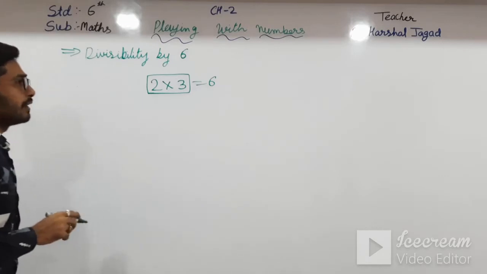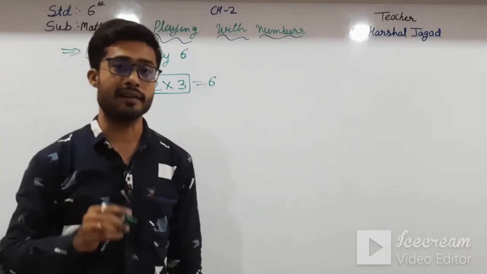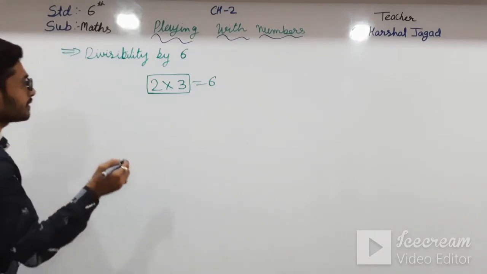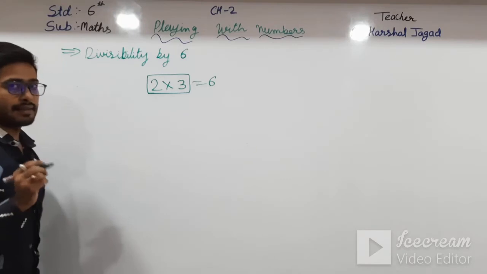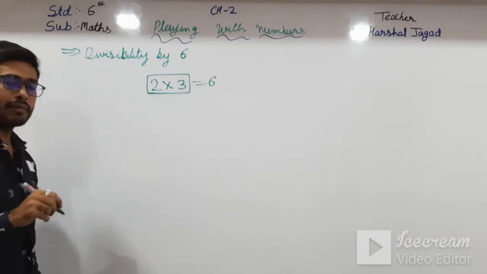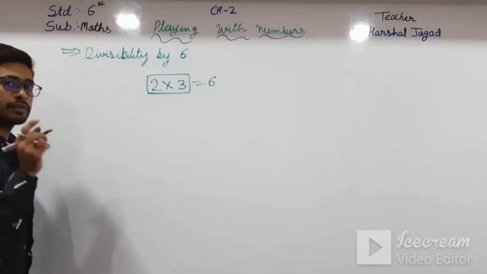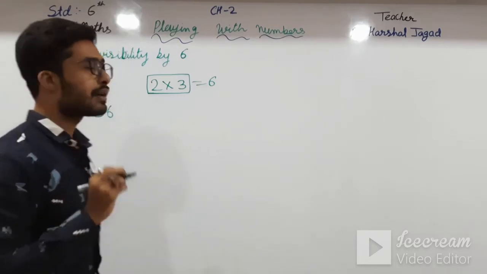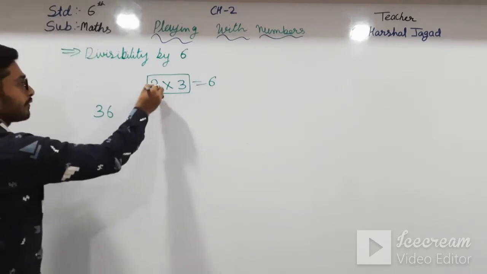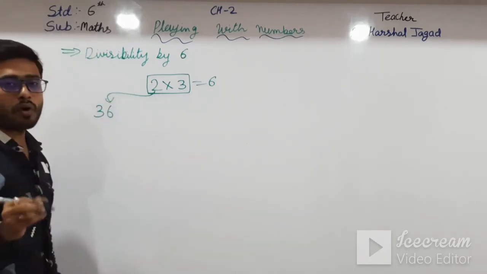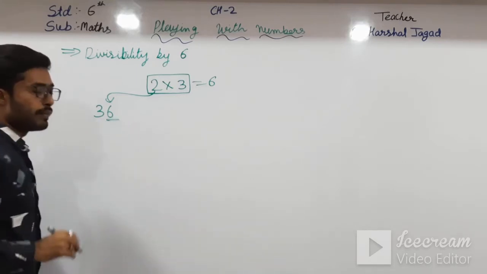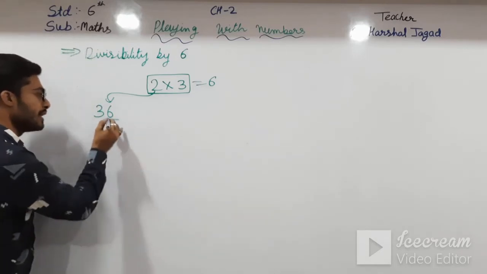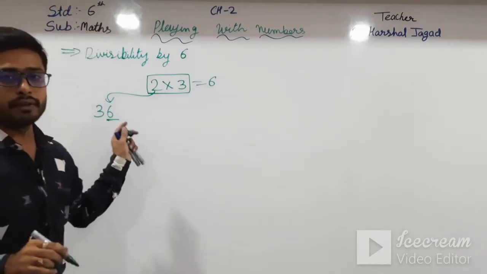If we take an example, we all know 6 sixes are 36. I am taking a common example for your understanding, students. We know that 36 is divisible by 6, but we have to check it. First of all we see whether it is divisible by 2 or not. Yes, it is divisible by 2, because for divisibility by 2 the unit place should be an even number. See here, there is an even number.